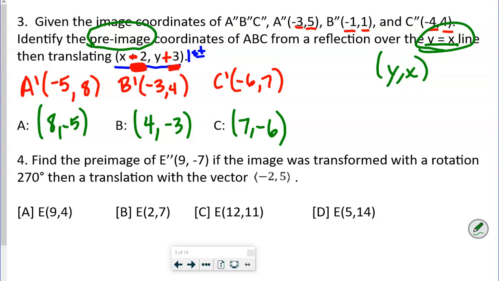Okay, so number 4 says find the preimage of E double prime 9, negative 7, if the vector transformation is a rotation of 270 degrees, then a translation with a vector of negative 2, 5. So on this one, again, we're going to make this a plus 2 and a minus 5. Okay, and that's what we're going to do first because it's what we originally did second. Now, I need you to think about this right here. A 270 degree rotation is counterclockwise, right? So if we want to do the opposite, this is going to be a clockwise rotation, right? Because it was counterclockwise, okay?